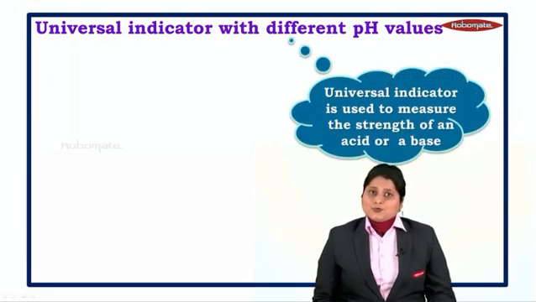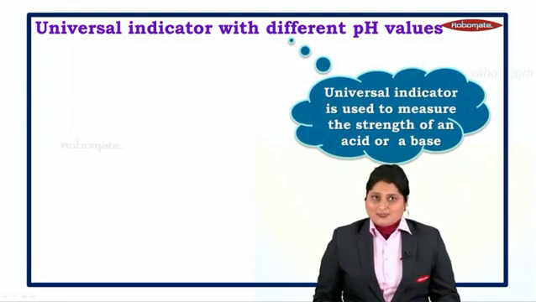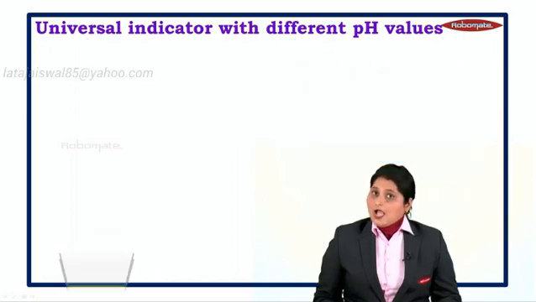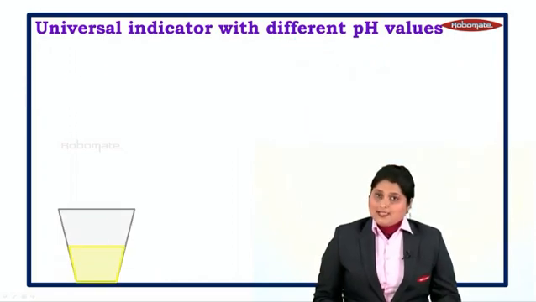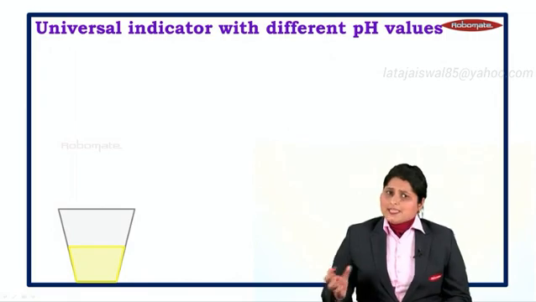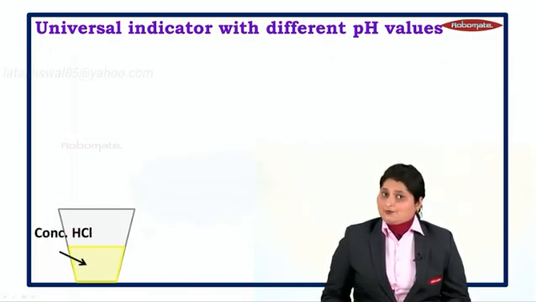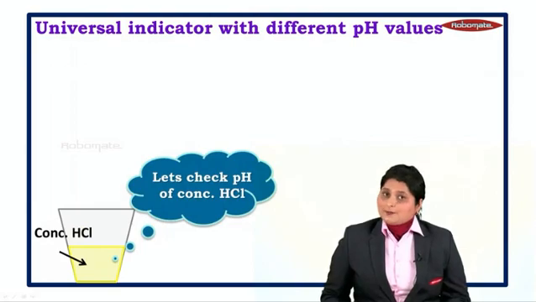Universal indicator is used to measure the strength of an acid or a base. How strong or weak the acid or base is, you'll come to know using something very special called universal indicator. How it works, let's understand. Initially, we will begin by taking a small quantity of solution, and this time the solution is concentrated hydrochloric acid. Let's check the pH of concentrated hydrochloric acid.